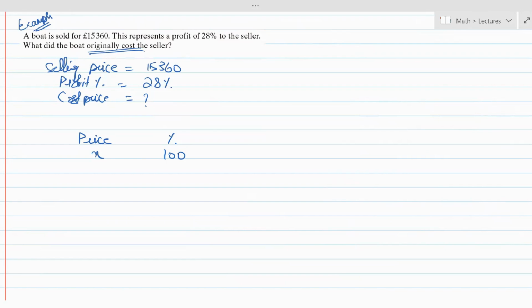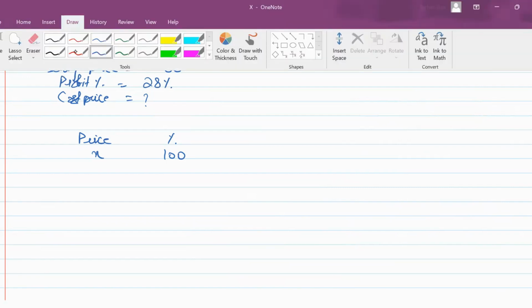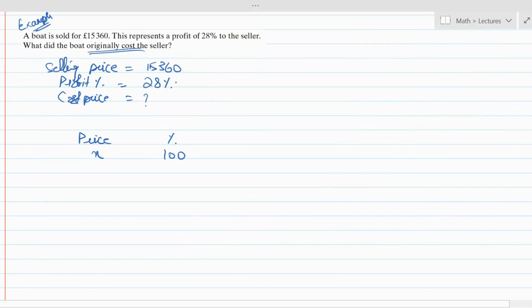And a profit percent of 28 means this is something you have gained on the cost price. So it's a case of increased percentage here. And whenever we have an increased percentage, we always add to the 100. So adding to the 100, we get 100 plus 28. We are getting this as 128%.